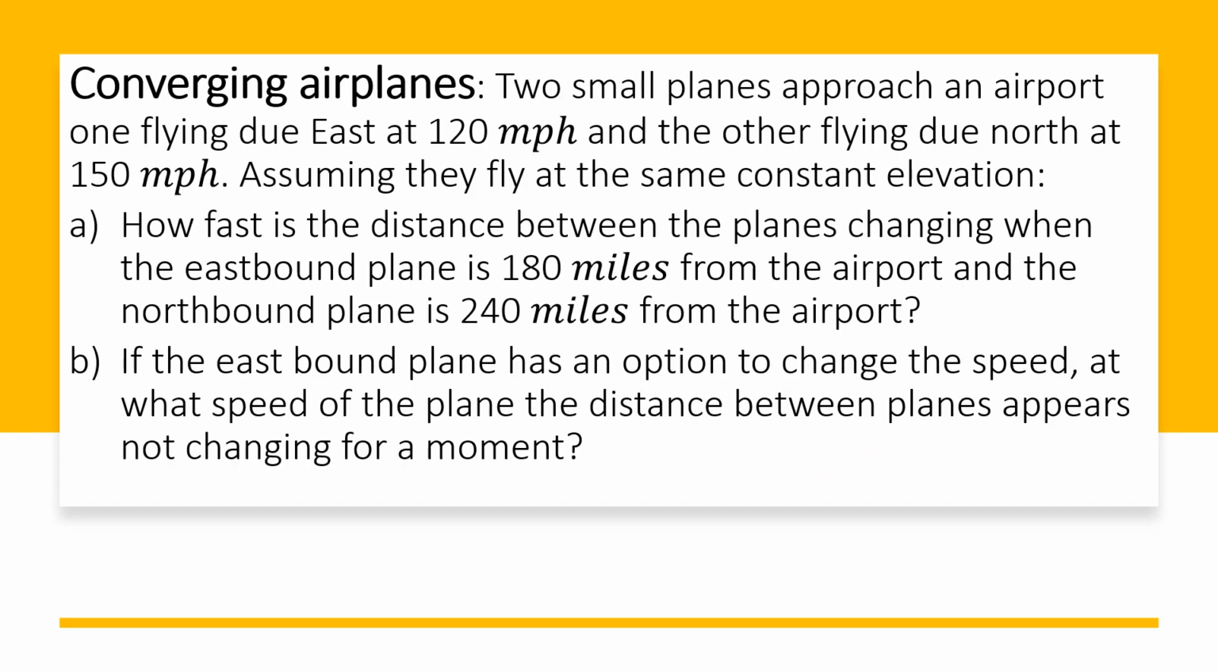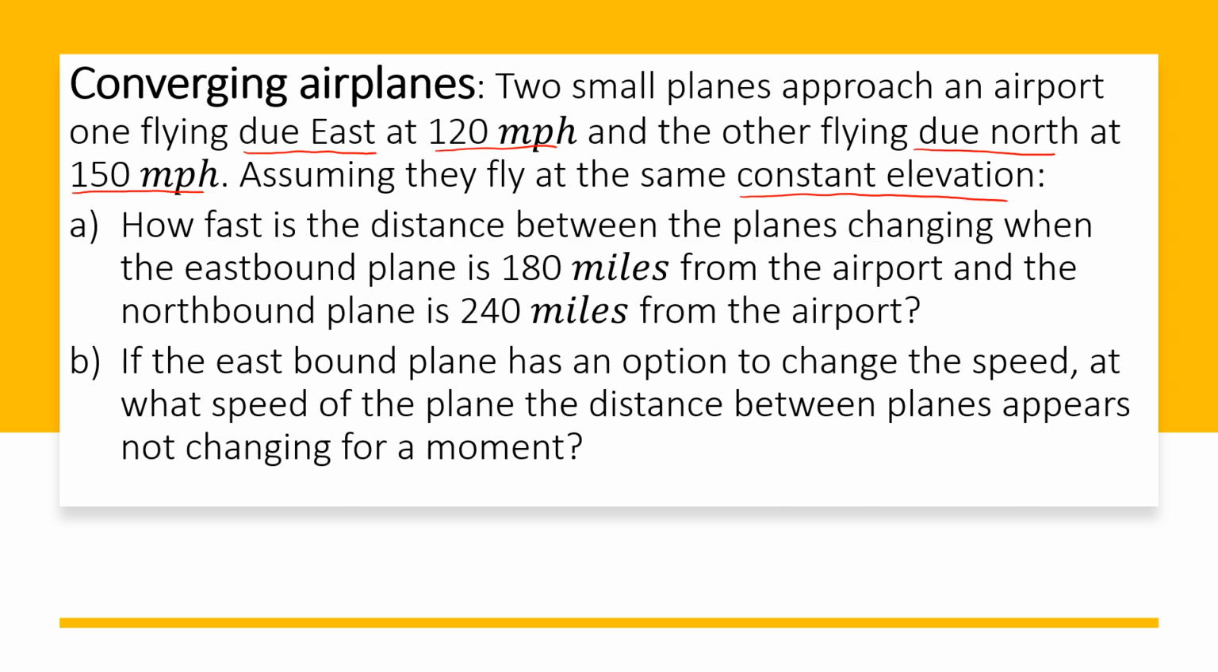As the next problem, we have this very interesting problem. These problems appear as either plane problems or car problems, like two objects moving. It says that two small planes approach an airport, one flying due east at 120 miles per hour, and the other flying due north at 150 miles per hour, assuming they fly at the same constant elevation, because otherwise the math would be really difficult if they're at different levels.